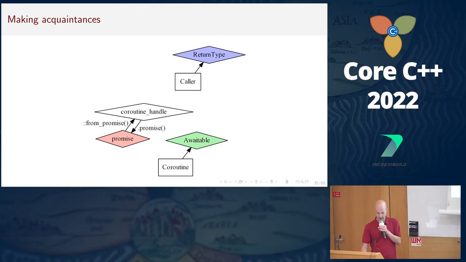Now, what I would need to do in order to resume the coroutine is I would need from the caller to somehow get to the coroutine handle, because the coroutine handle has a resume function, and if I call that, then the execution resumes in the coroutine. So I need to somehow make that connection. And if you think carefully, we've already seen the point where that connection happens.